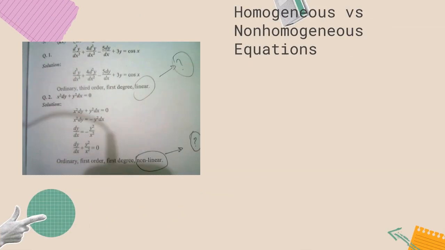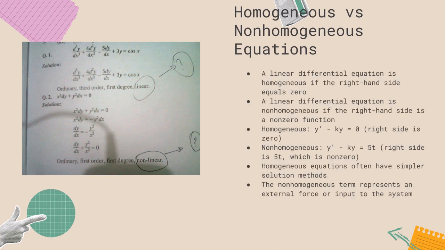Linear differential equations are also classified as homogeneous or non-homogeneous. A homogeneous equation has a right-hand side equal to 0. A non-homogeneous equation has a non-zero function on the right-hand side, often representing an external force or input. Homogeneous equations generally have simpler solution methods.